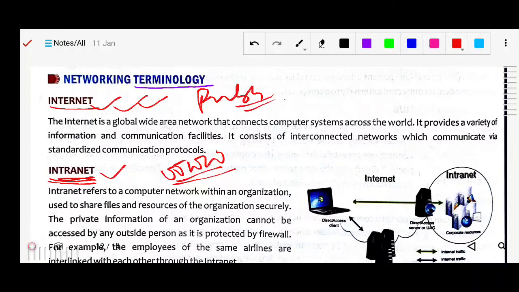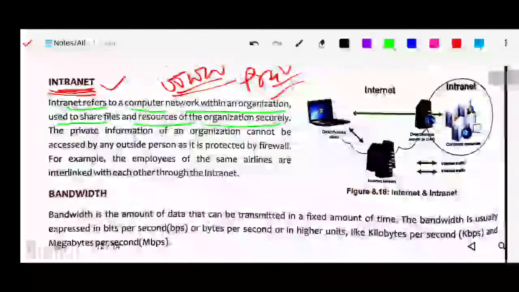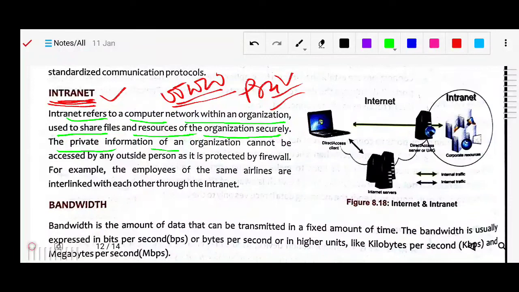Its range is quite wide, and this intranet has a small range, and this is for private use. Generally it is used by some company, some organization for their own users, because its data can be saved and cannot be leaked to others. So you can see the intranet refers to a computer network within an organization used to share files and resources of the organization securely. The private information of an organization cannot be accessed by any outside person, as it is protected by a firewall.